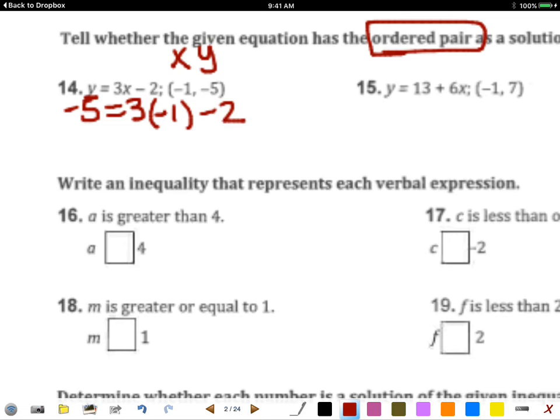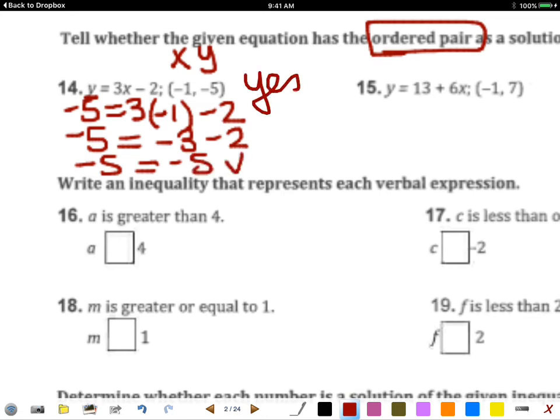Okay. All right, so then we bring down our -5 equals 3 times -1 would be -3. 3 minus 2, so negative 5 is equal to negative 5. So that's true. So yes, negative 1, negative 5 would be a solution for that equation.